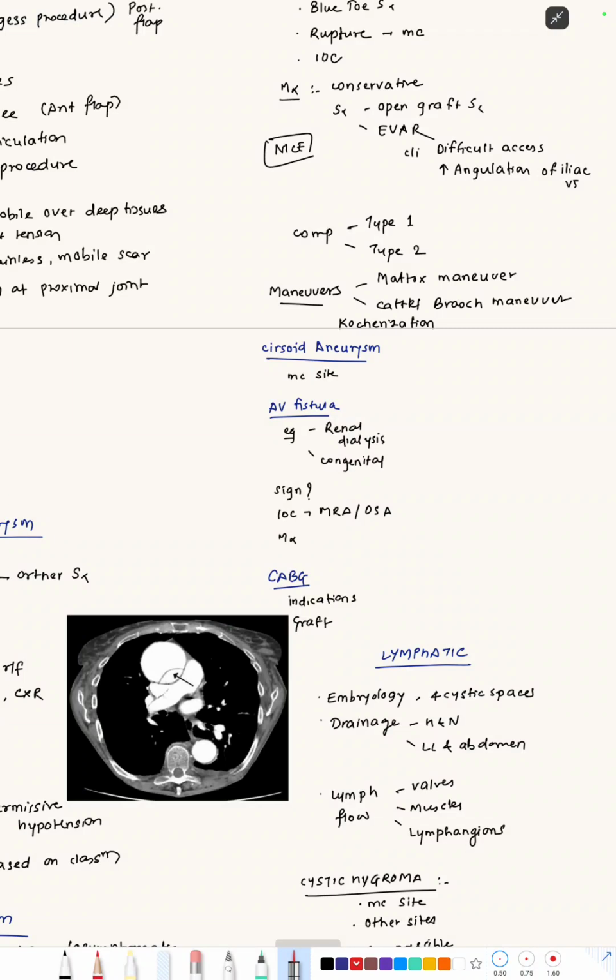Then AV fistulae. The AV fistulae are generally seen in congenital conditions like Sturge-Weber syndrome or Parkes-Weber syndrome. It is seen iatrogenically for renal dialysis. Most common is the Cimino fistula, that is done between the radial artery and the cephalic vein, that is called a radiocephalic fistula. Then the sign of this is going to be the Nicoladoni sign or the Branham sign.